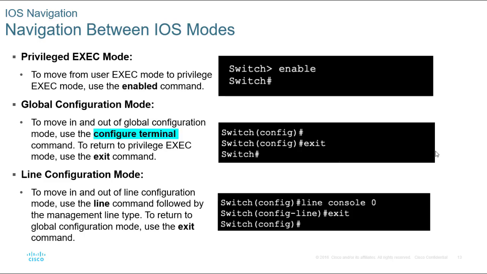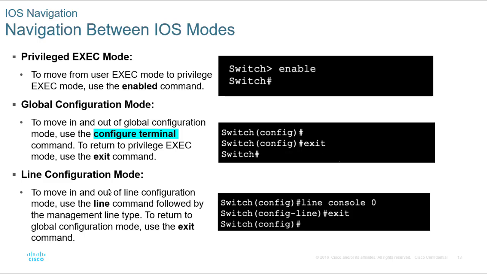To go into global configuration mode, first you have to be in privileged EXEC mode by typing enable, or en for short. It's not shown in this window here, but to get from here to here, the command is configure terminal. So configure terminal is the command to get from privileged EXEC to global configuration mode. That will give you the config prompt, and then to return to privileged EXEC mode, you would use the exit command to leave configuration mode.